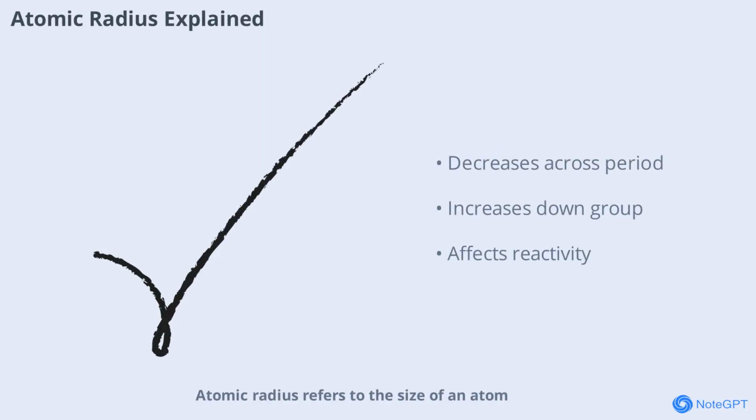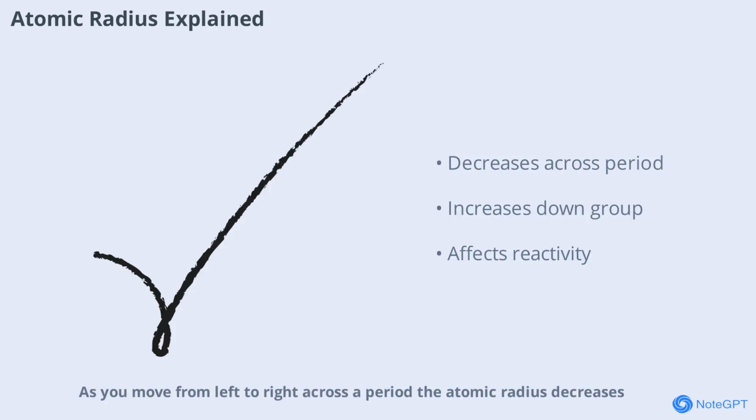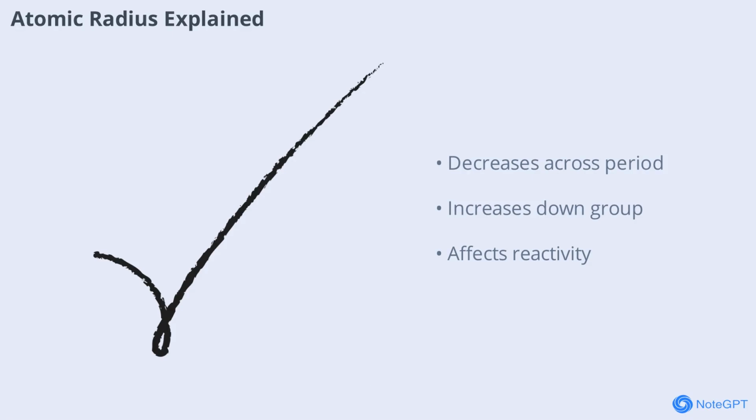table. Atomic radius refers to the size of an atom, typically measured from the nucleus to the outermost electron shell. As you move from left to right across a period, the atomic radius decreases. This is because the number of protons increases, pulling electrons closer to the nucleus. However, as you move down a group, the atomic radius increases due to the addition of new electron shells. This trend is fundamental in understanding the reactivity and bonding of elements.